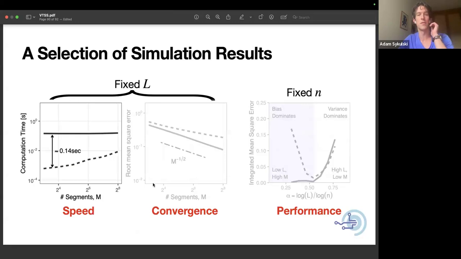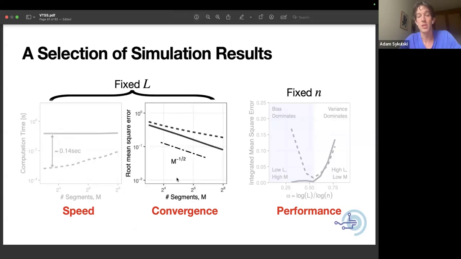Just as a further selection of simulation results, if we fix L, which is the length of the segments, and increase M, then there is an increase in computational time from the second Fourier transform. We found around 0.14 seconds. So we just think this extra computation is worth it, and these are already fast methods to debias. We have this now, increasing M with fixed L. We found similar root mean square error convergence at the rate we'd expect.